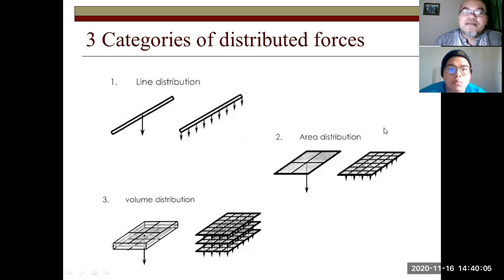So we have three categories of distributed forces. One is called line distribution, where the force is distributed along one dimension of the geometry. Number two is area distribution, where the weight is distributed across a two-dimensional surface. Then we have volume distribution, where the weight is distributed along the three-dimensional volume elements of that structure.